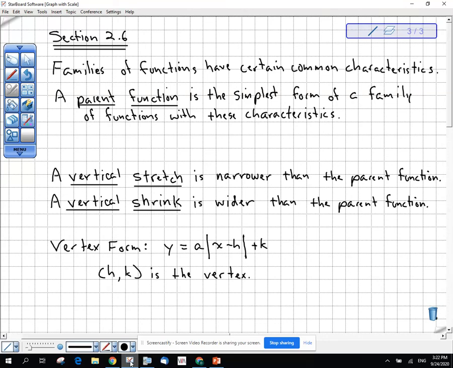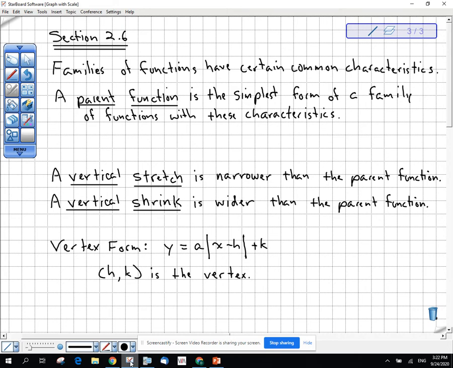Algebra 2, Section 2.6, Families of Functions. Families of functions have certain common characteristics, and a parent function is the simplest form of a family of functions with these characteristics. For example, lines. Lines all have some of the same common characteristics: the shape of the graph, the fact that there's an x and a y in it.